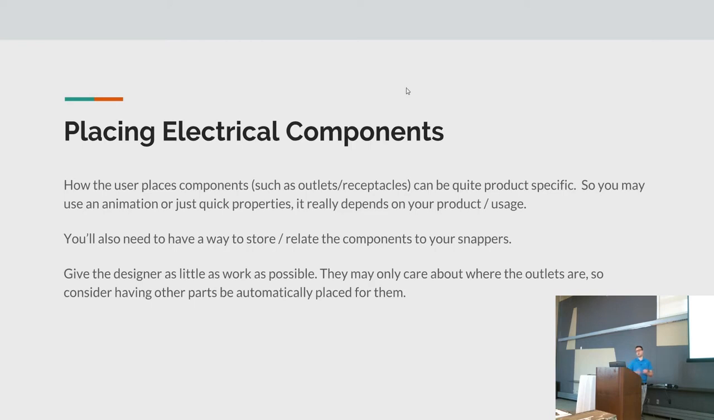So things like outlets, jumpers, data ports, things like that. You've got to think about how they are going to place those in your products. How you do that, you may use animations or quick properties. It really depends on your product.